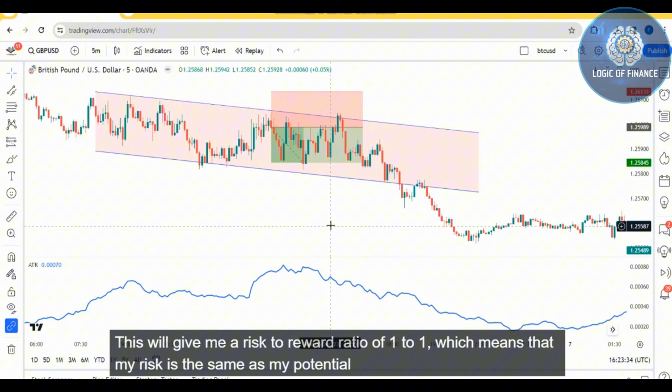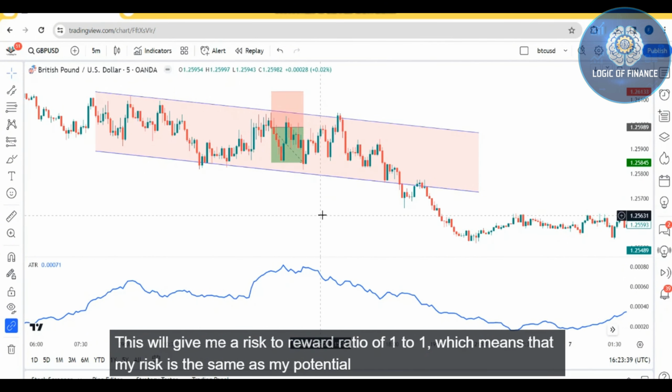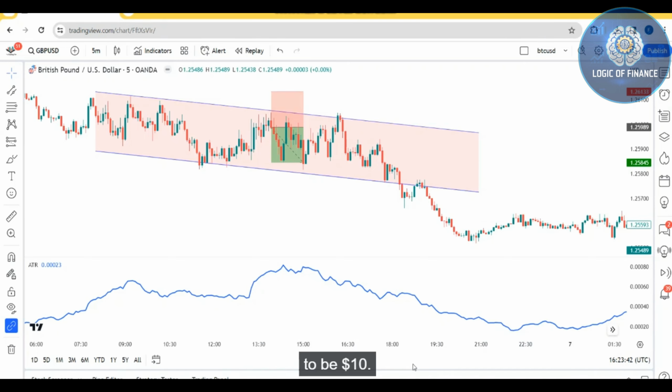This will give me a risk to reward ratio of 1 to 1, which means that my risk is the same as my potential reward. In simple words, if I'm risking $10 for this trade, for example, my potential reward is also going to be $10.